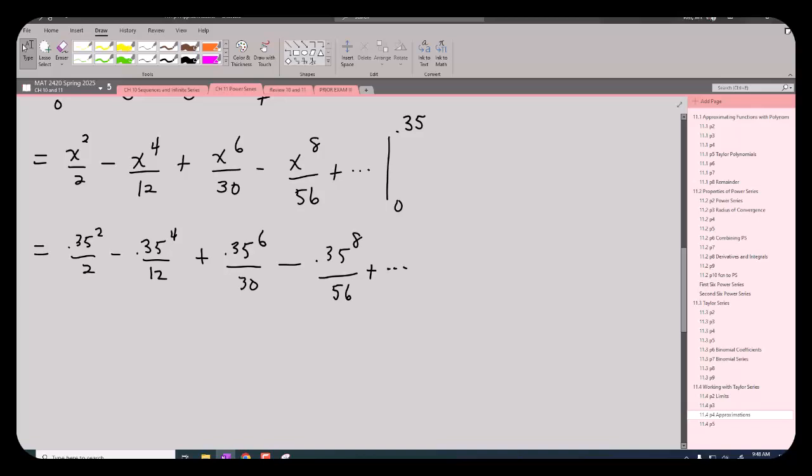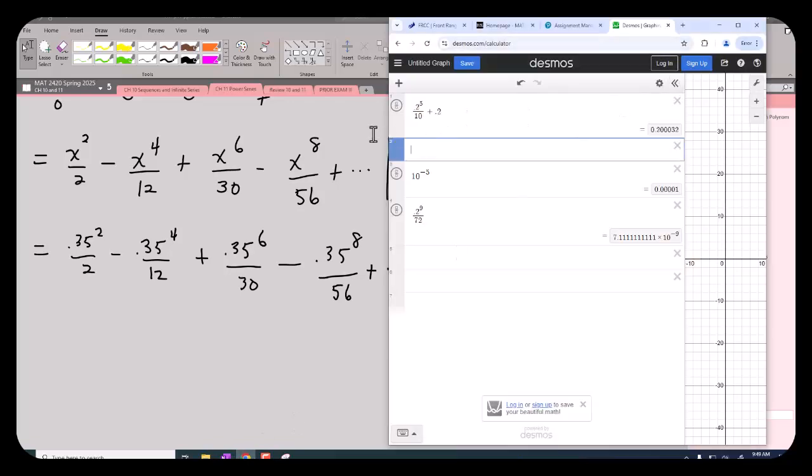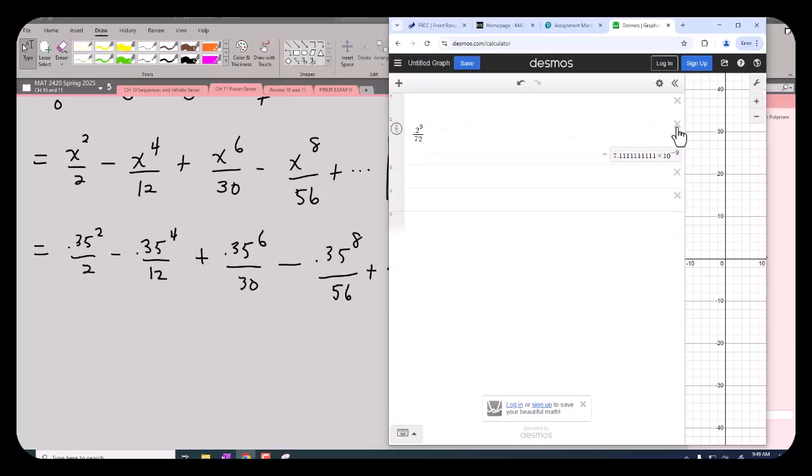Okay, so now we have to figure out the first term that's less than 10 to the negative 5. So we'll do the same type of thing. Let's get rid of these other ones. So 0.35, raise that to the 4th power. That's not less than 10 to the negative 5.